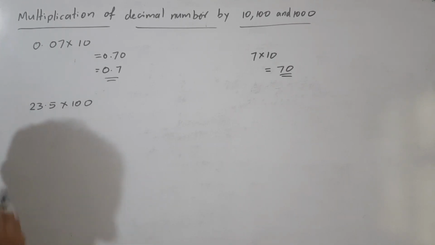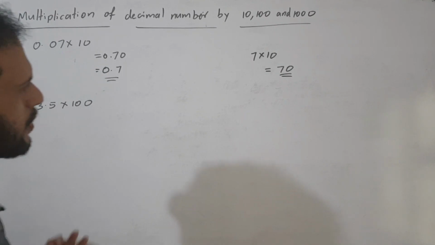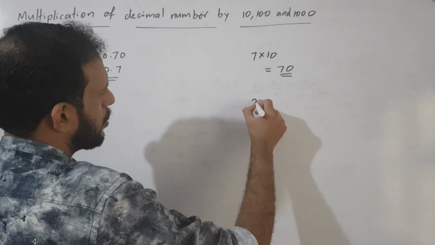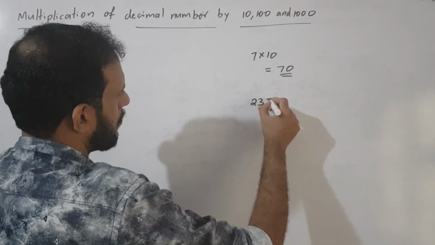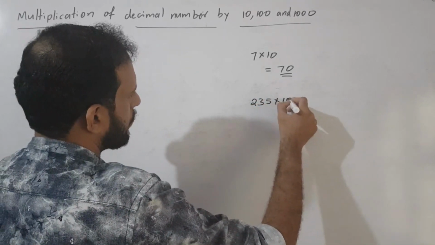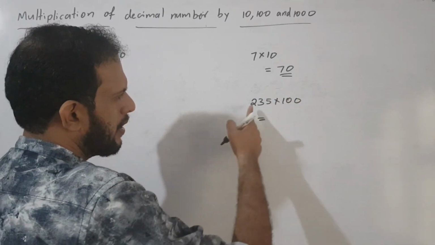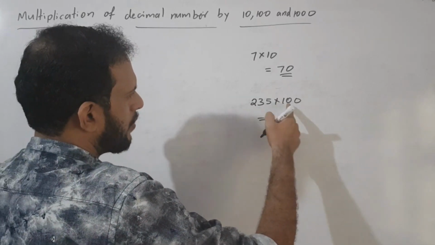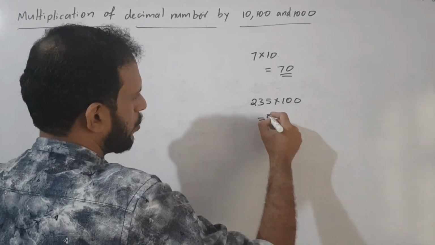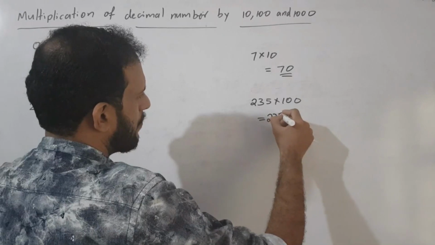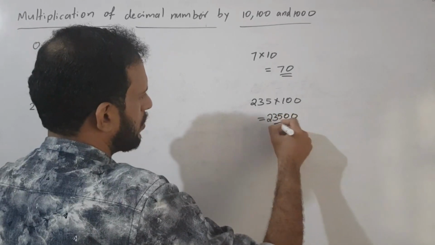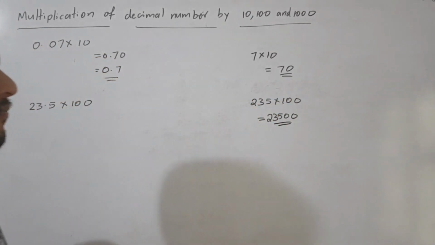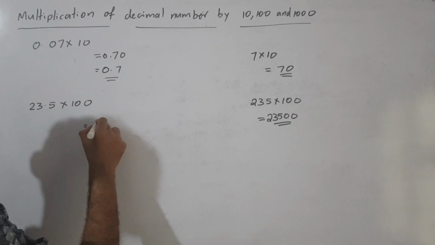23.5 into 100. 23.5 into 100. Then how do we do? First we multiply 235 into 100. You know how to multiply directly. We first write the number and we put how many zeros? 2 zeros. Then 23500. The answer is 23,500.